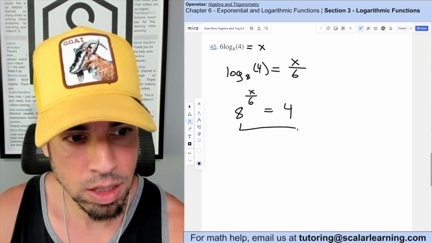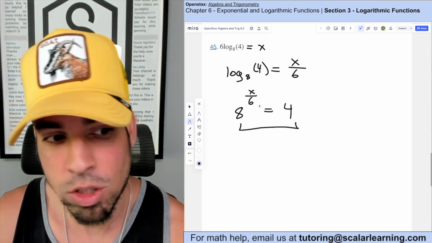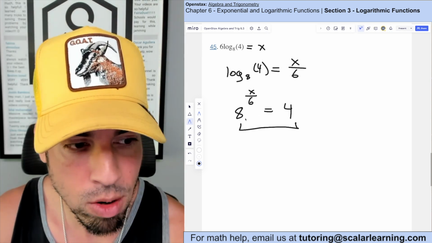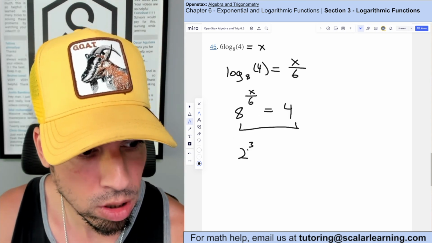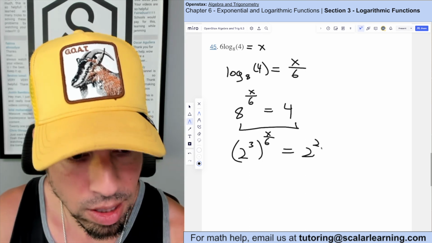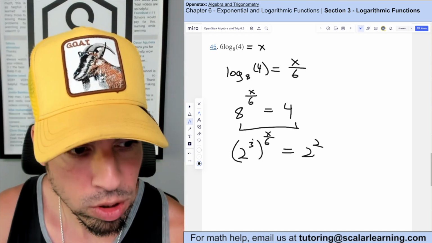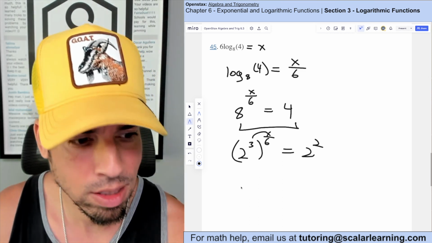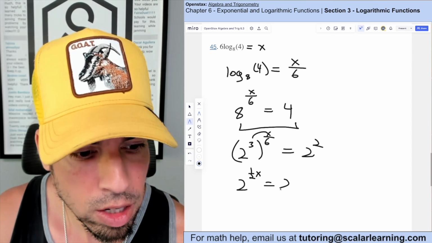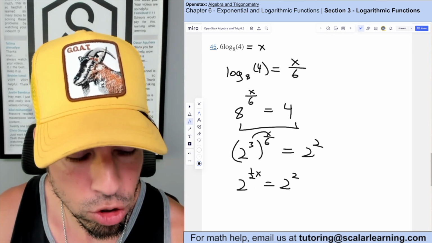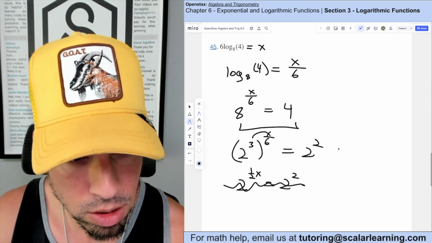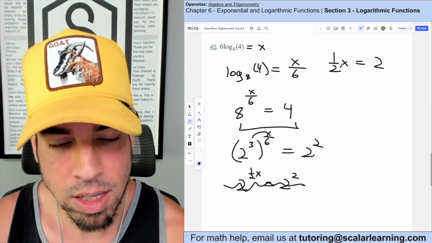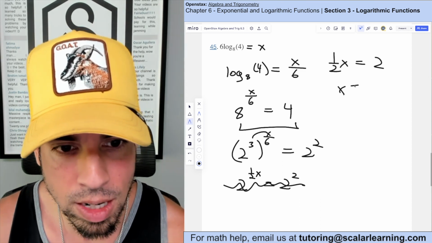Now the problem is these are not the same values, but if they were, this would be nice and straightforward. However, I can write them as powers of 2. So 8 is 2 to the 3rd power, whereas 4 is 2 to the 2nd power. Now I can use my exponent rules here with the parentheses. These multiply. So 3 times x over 6 is 3 over 6 x, which is the same as 1/2 x, equals 2 squared. Now, since I have 2 and 2, I can remove the bases and just set those exponents equal to each other. 1/2 x equals 2. To isolate x, multiply both sides by 2, and we get x equals 4.